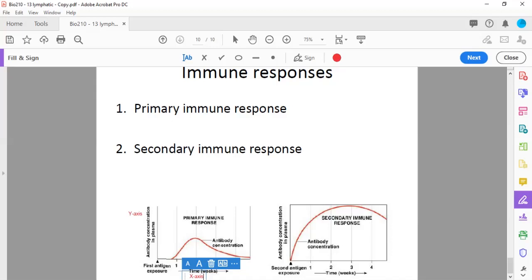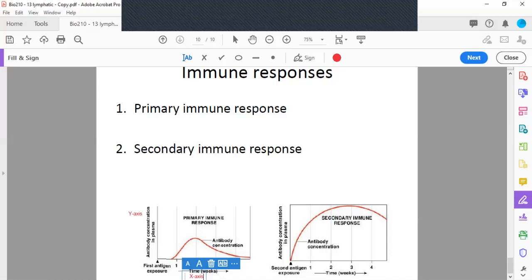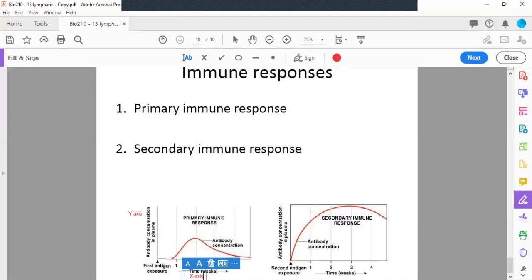So look at the graph, and I'm going to pause this and wait until you tell me the differences between the two graphs that you see. The left side represents the primary immune response. The right side represents the secondary immune response.